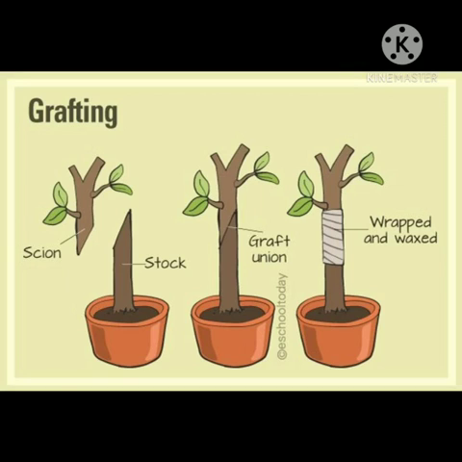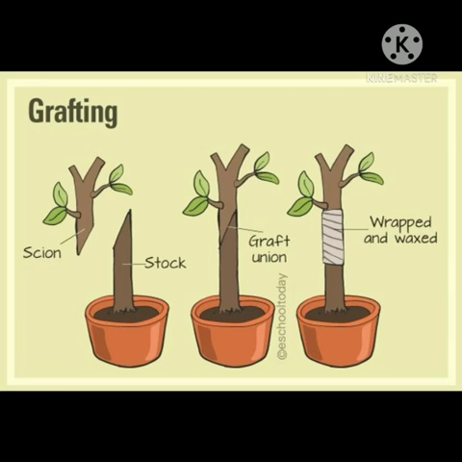The plant of which the root system is taken is called stock. You can see it in the given picture. While the other plant of which the shoot is selected is called scion. You can see the scion in the given picture. Scion is also known as graft.